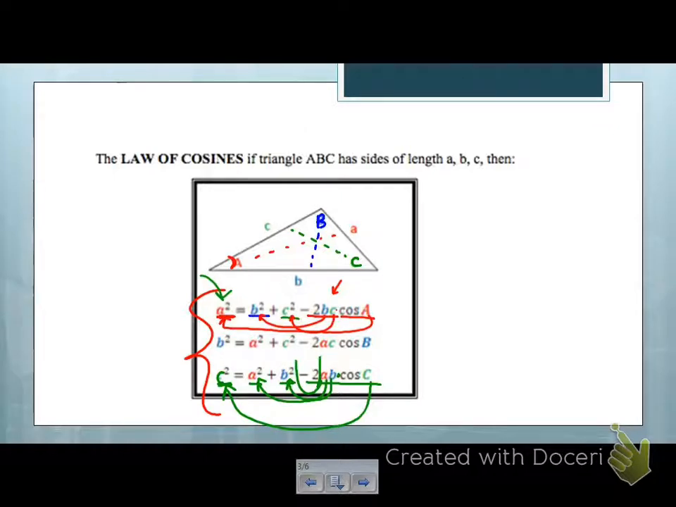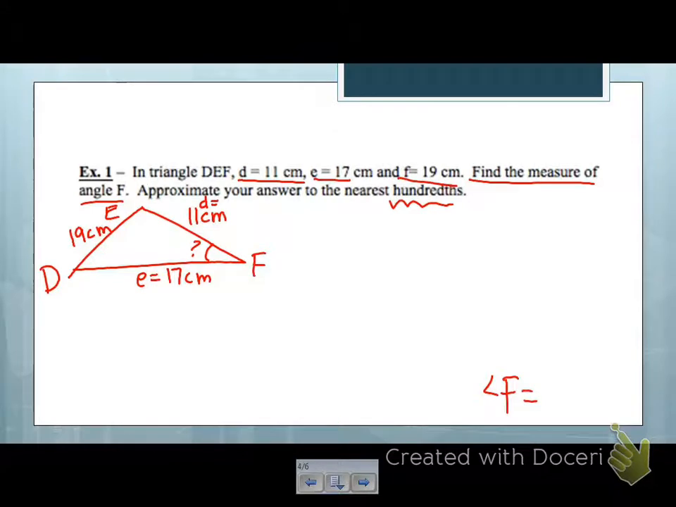Now, I know that's a lot. We'll talk about that more in class tomorrow, but let's just think about how we can figure out which formula to use. Okay, here's our first example.